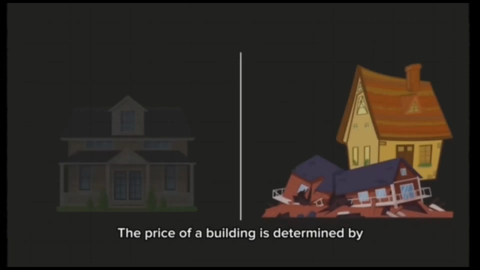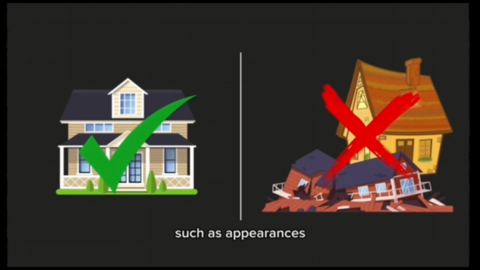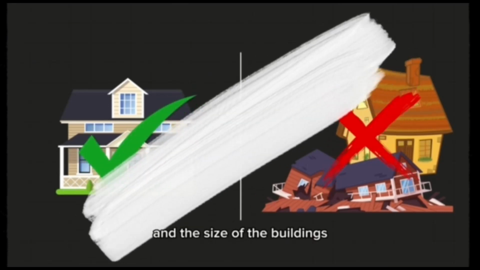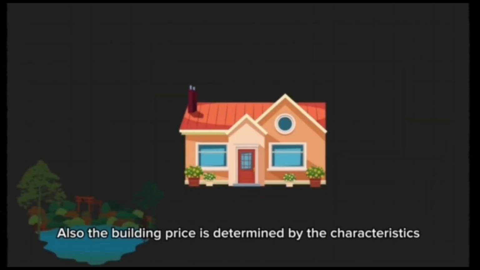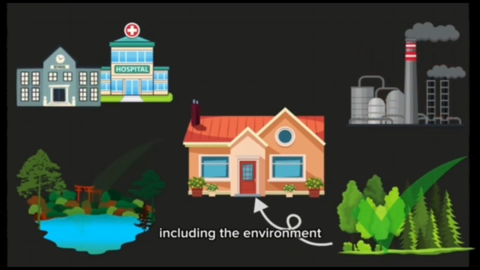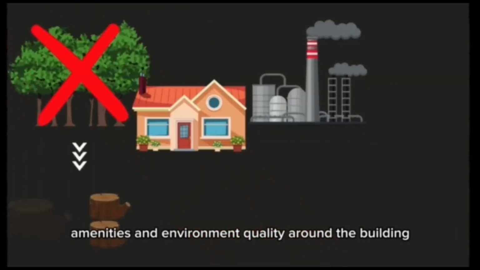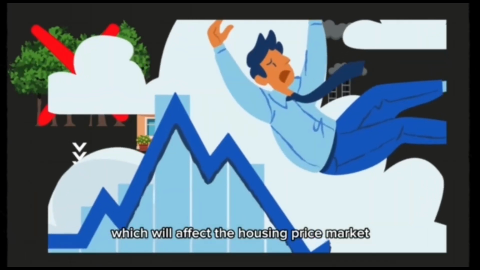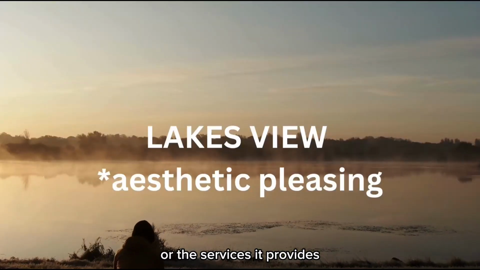The price of a building is determined by the characteristics of the property itself, such as appearance, condition, and the size of the building, which are also known as internal factors. Also, the building price is determined by the characteristics of the surroundings, including the environmental amenities and environmental quality around the building, which will affect the housing market price. The basic premise of the hedonic pricing method is that the price of a marketed good is related to its characteristics or the services it provides.